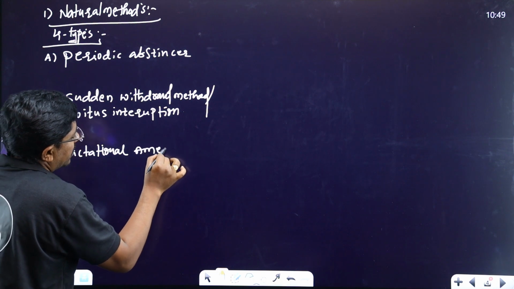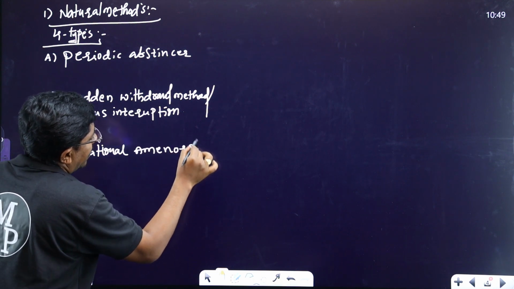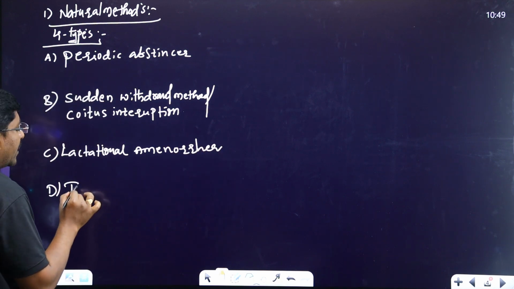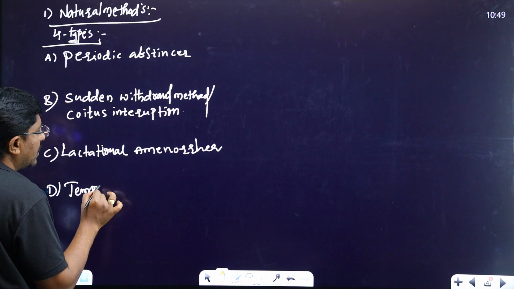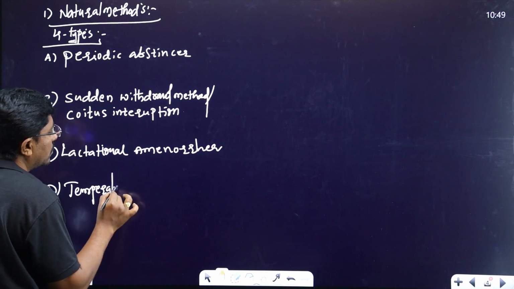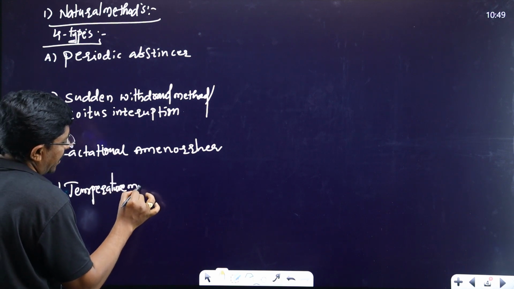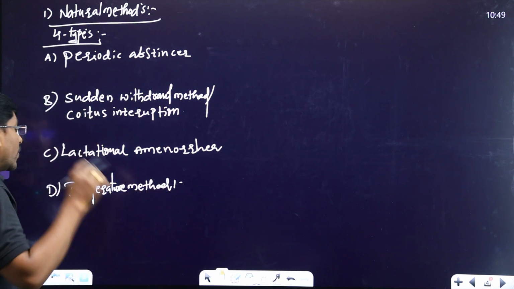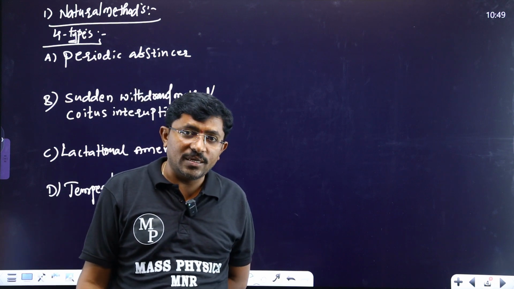These are lactational amenorrhea. And next, temperature method. Okay, these four methods are there in the natural methods.